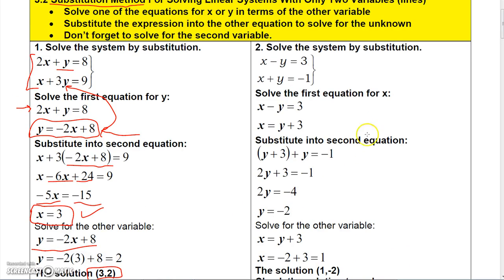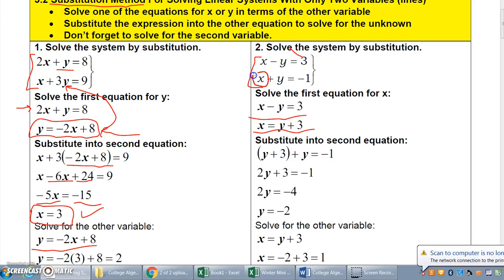Now I'll let you read through this one, but I wanted to show you an example of where I solved for x instead of y, just to show you can do it either way. So I took the first equation from this system and I solved it for x, and I got x equals y plus 3, and then I took the y plus 3 and I put it into the second equation for x, and so that gave me y plus 3 plus y equals negative 1.